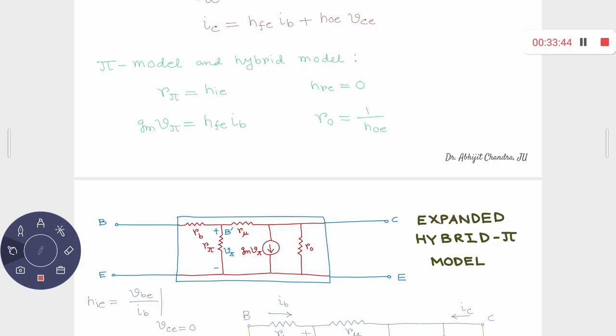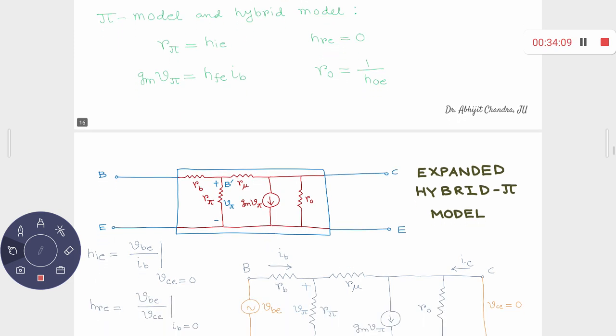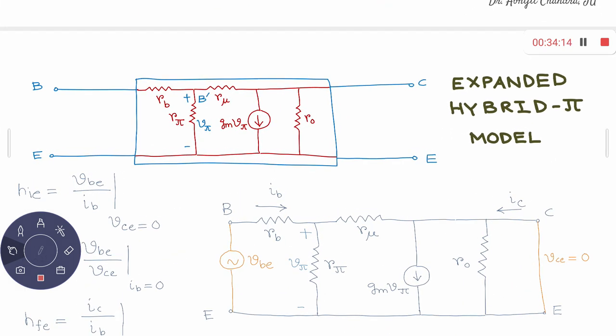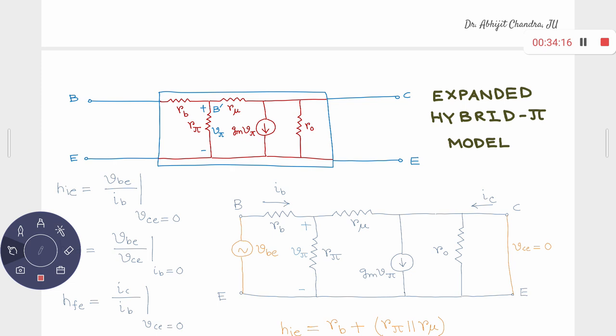Now, with this expanded pi model, once again, in the case of your simple pi model, we have put the pi model side by side with the H model and visualized the comparison. But here, since the model is somewhat different, you have to do this calculation to find out the relation between the H parameter model and the pi model. So this is your expanded model, and we would like to find out the relation between this model and the H parameter model.